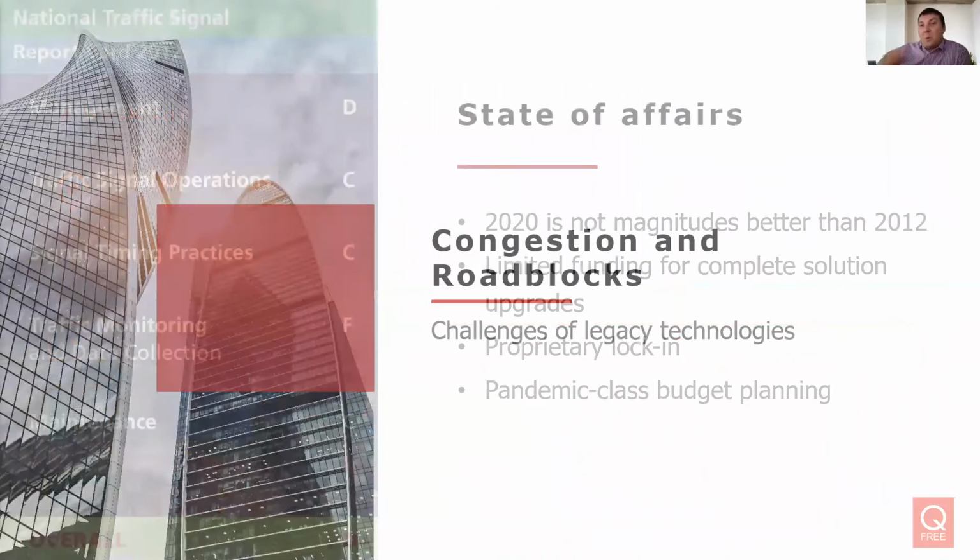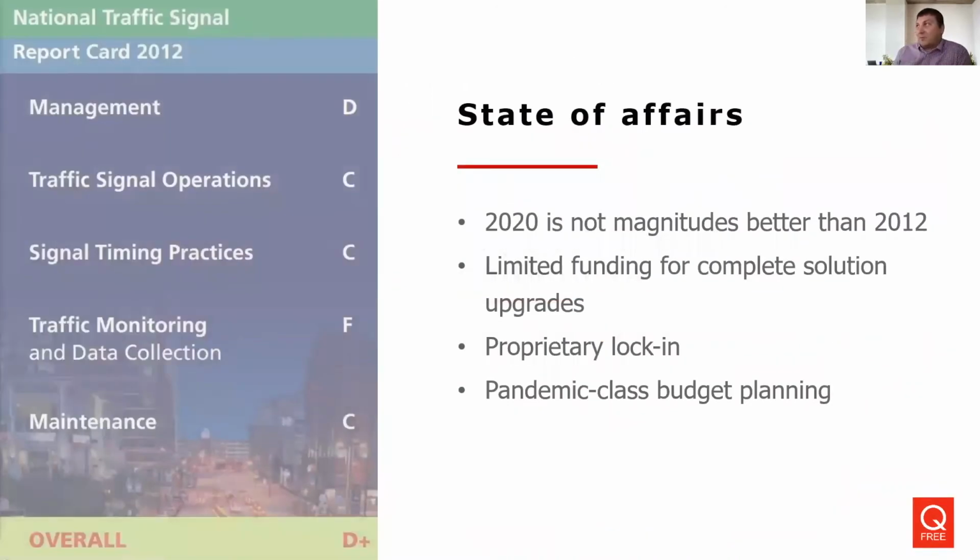So we have all this legacy technology in the field. Why can't the traffic signal industry innovate faster? Why aren't we building signal controllers the size of cell phones, things like that? Hopefully I can explain that a little bit.